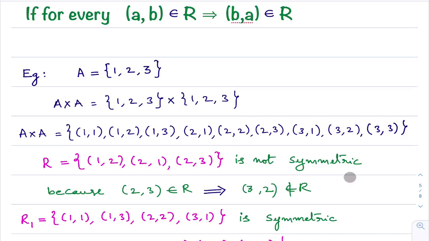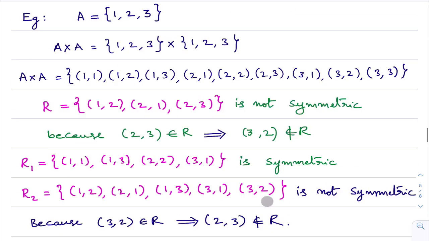Right? Now I'll take one more example. See, I consider this set. Now we need to check whether this is a symmetric relation or not. How to check a symmetric relation on set A? First of all, you need to check whether this is a relation on A or not.